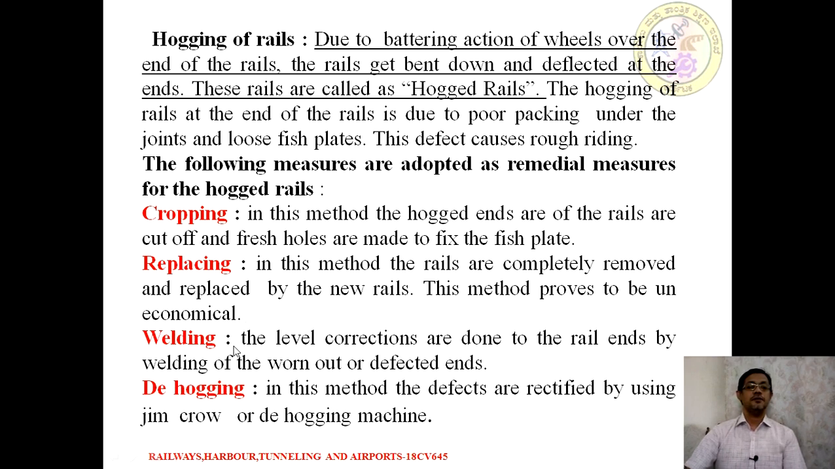Moving on to the third method, that is called welding. As level corrections are to be done at the end, the worn or defective end can be welded. This is used when a smaller section of hogging is taken into consideration. The last method is dehogging, where the hog can be reduced by using a Zimcro or dehogging machine, so that without replacing or welding, it can be dehogged to get back to the original rail section. So this is with respect to hogging and its remedial measures.